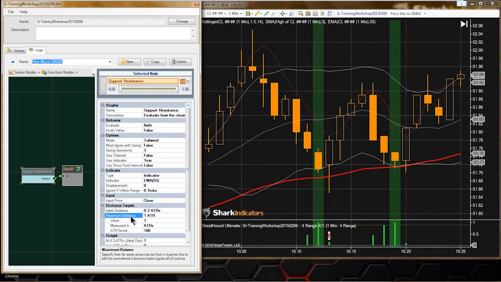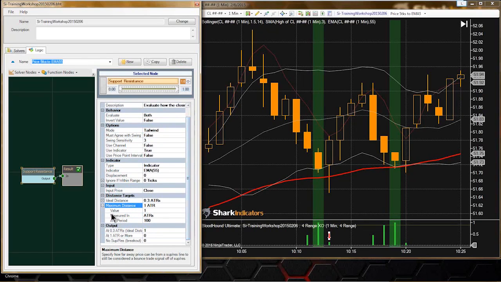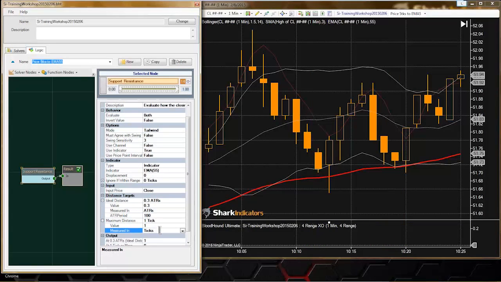Alright, but Eldon wants to use ticks, so let's change these over to ticks. So I'm going to change our ATR. So what I did is, I just opened this up, and we're going to change our ATRs to ticks, and then in this other one we're going to change our ATRs to ticks.